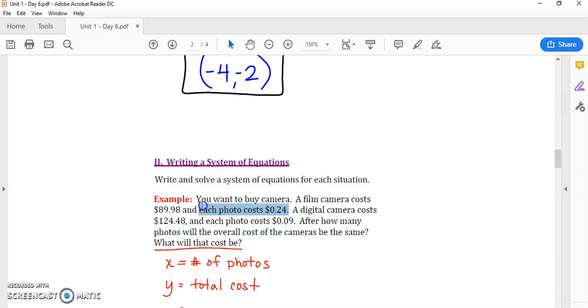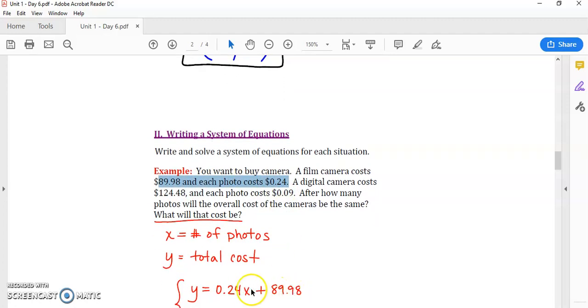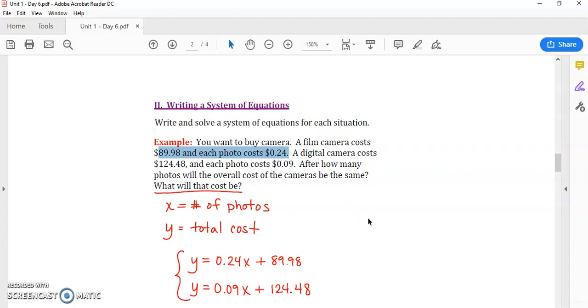Well, let's look at scenario 1. So I've got $89.98 plus 24 cents per picture. Scenario 2 is going to be awfully similar.